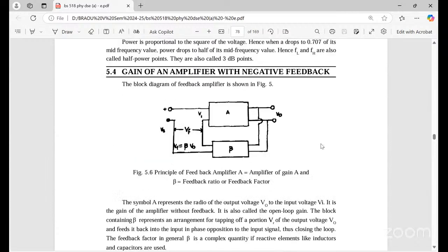Next, gain of an amplifier with negative feedback. This is the amplifier and this is the feedback circuit. This is the signal source, this is the input voltage, and this is the output voltage. A fraction of the output is fed through the feedback circuit into the input, and the strength of the signal may be increased or decreased. If it increases, it is positive feedback; if it decreases, negative.